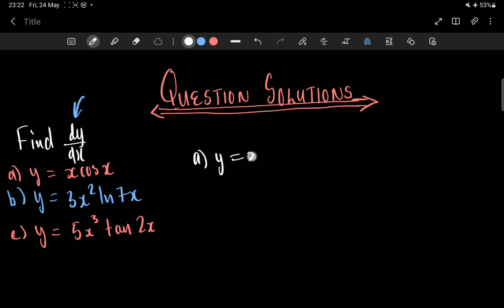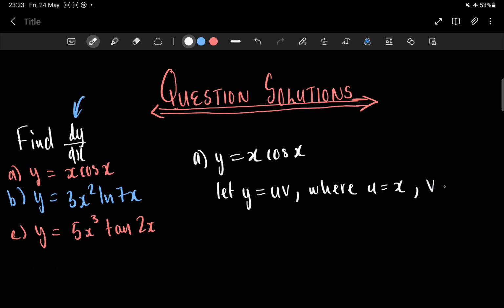We have y is equal to x cos x. We can write it this way: let y be equal to uv, where u is equal to x and v is equal to cos x. So u is this one, v is this one, and y is equal to uv.